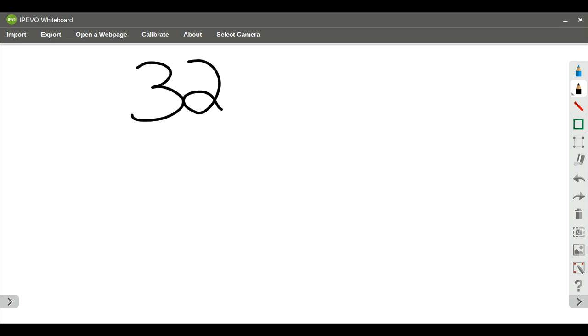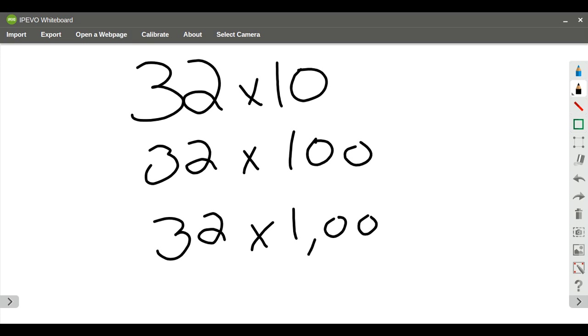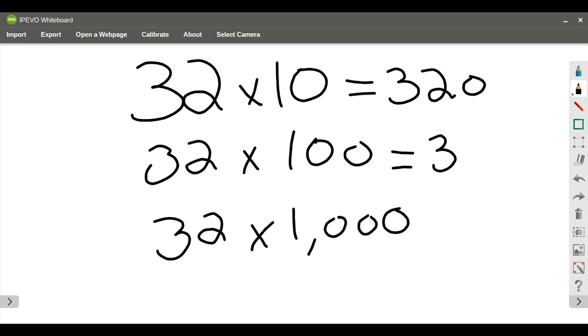Okay, and if I want to know what 32 is when I multiply it by 10, and what 32 is when I multiply it by 100, and what it's going to be when I multiply it by 1,000. So if I have 32 multiplied by 10, my answer is going to be 320. If it's 32 multiplied by 100, it's going to be 3,200. If it's multiplied by 1,000, it's going to be 32,000.